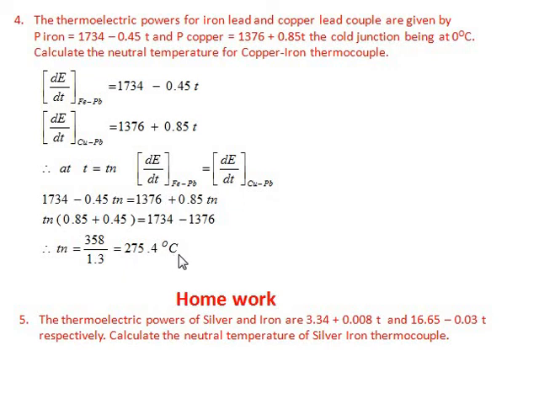Okay, next problem, that is homework. You solve it, it is similar to this. The thermoelectric powers of silver and iron are 3.34 plus 0.008 T and 16.65 minus 0.03 T respectively. Calculate the neutral temperature for the silver-iron thermocouple. Okay, you have to follow the same relation here. And let us see the next problem.